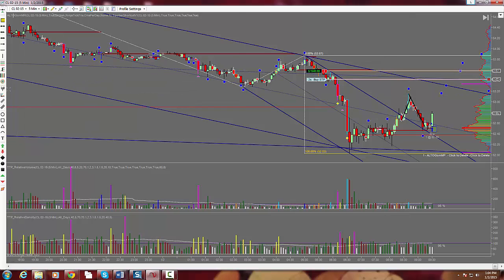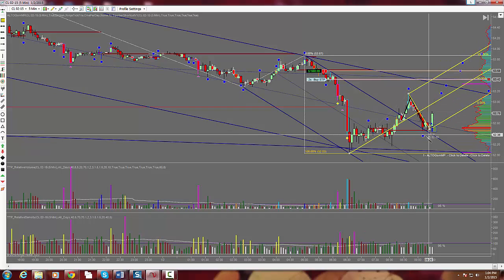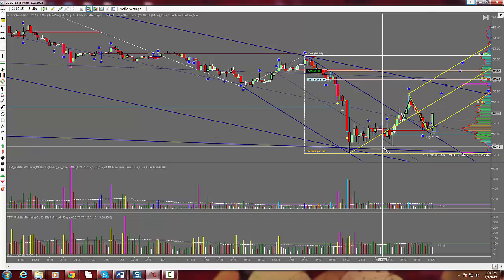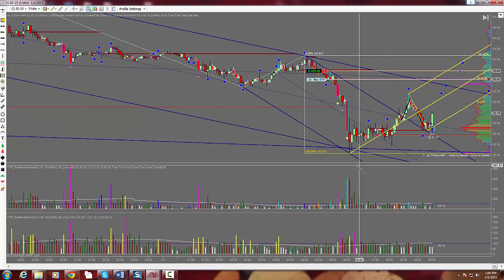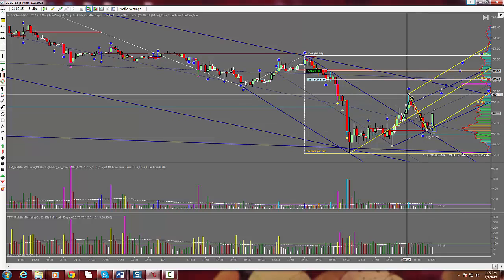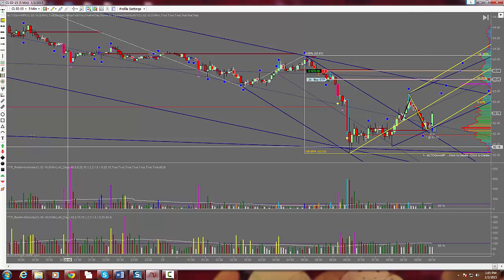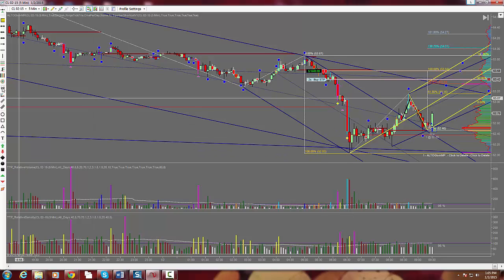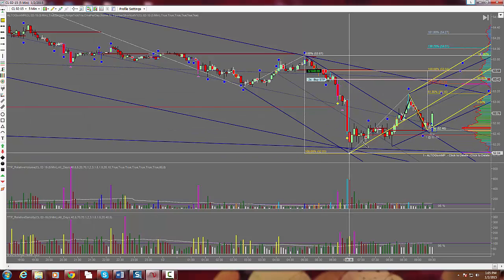So now we're drawing in the pitchfork from low to high to low, drawing in the trend channel, low to low to high, and then our extension and an expansion, and we start scrolling forward.